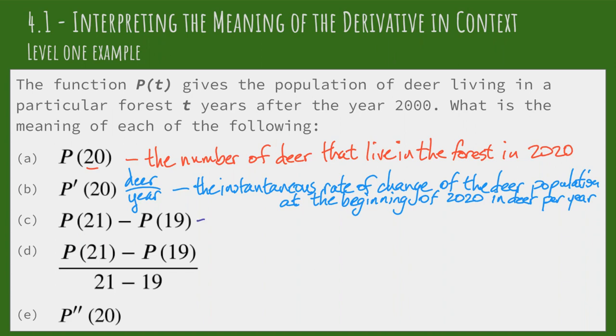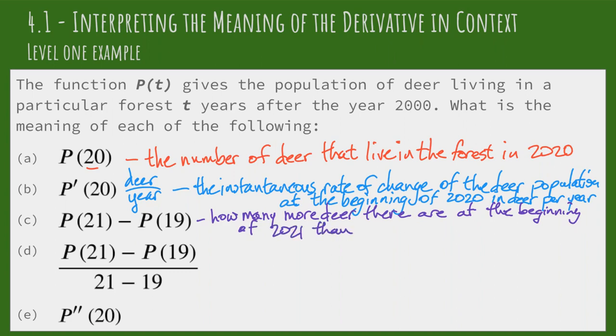So this is going to tell us how many more deer there are at the beginning of 2021 than 2019. So, for example, I'm just going to give some nice round numbers here.